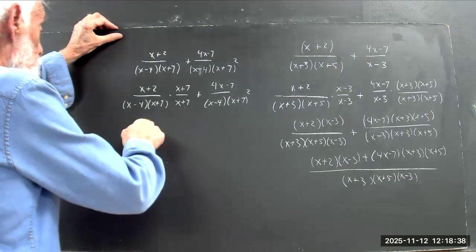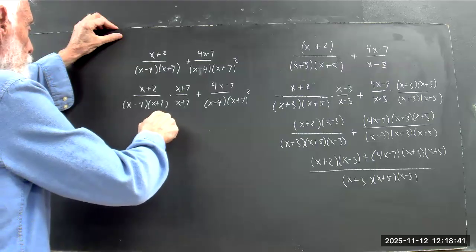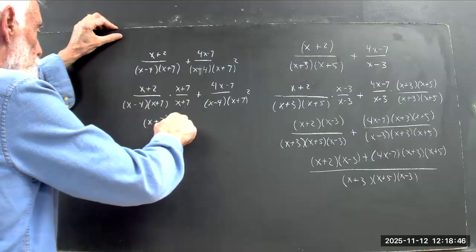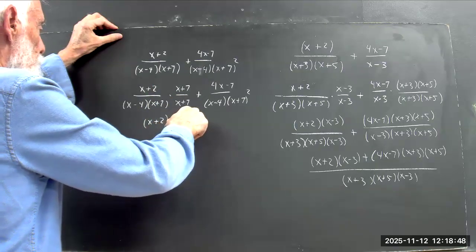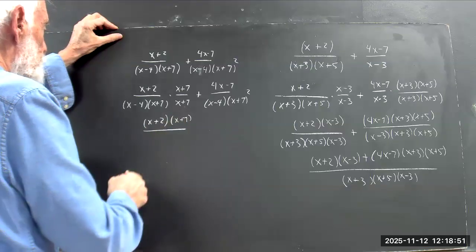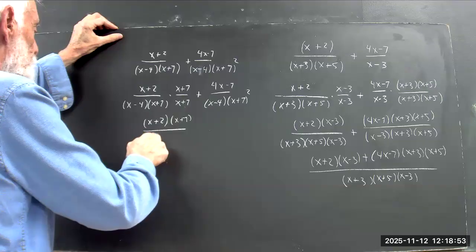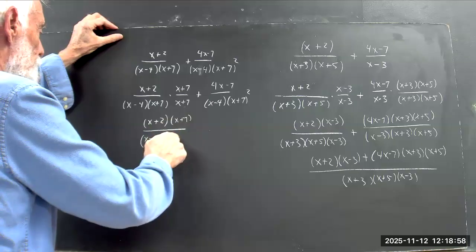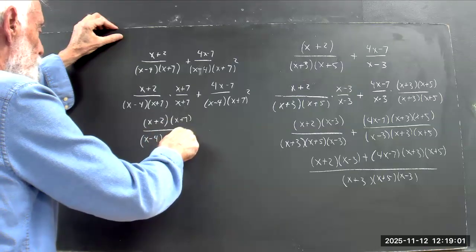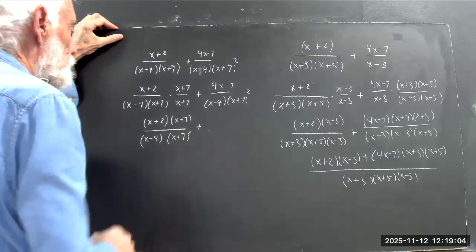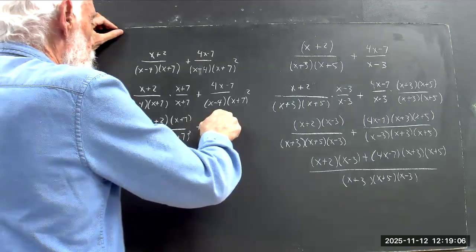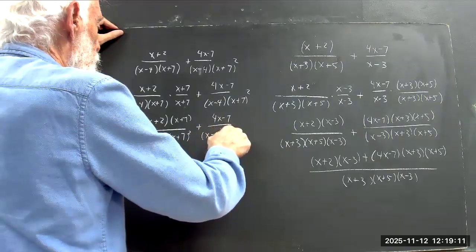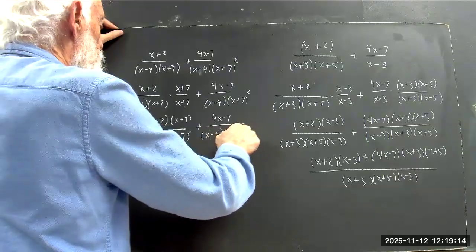So when we multiply this out, the first fraction multiplied by x plus 7 over x plus 7 gives us x plus 2 times x plus 7, divided by x minus 4 times x plus 7 times x plus 7, but that's just x plus 7 squared. And our second fraction is 4x minus 7 over x minus 4 times x plus 7 squared.